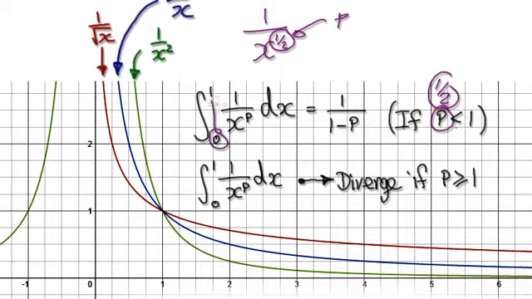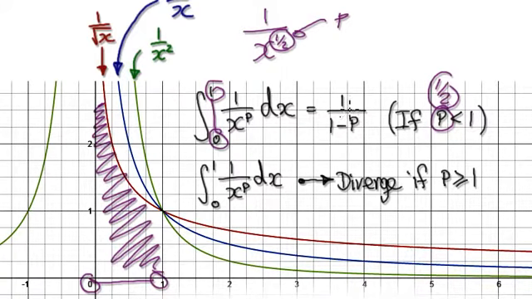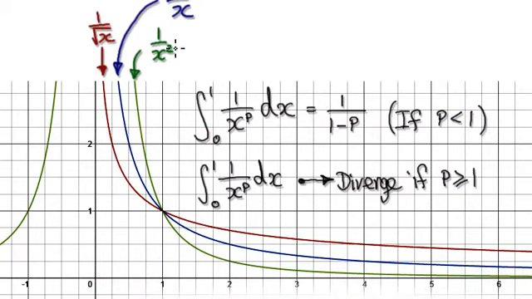So the area from 0 to 1, so that's this area here, will actually converge. But then if you look at a case where p is greater or equal to 1, let's just look at this case here. Here p is 2. 2 here is greater than 1.